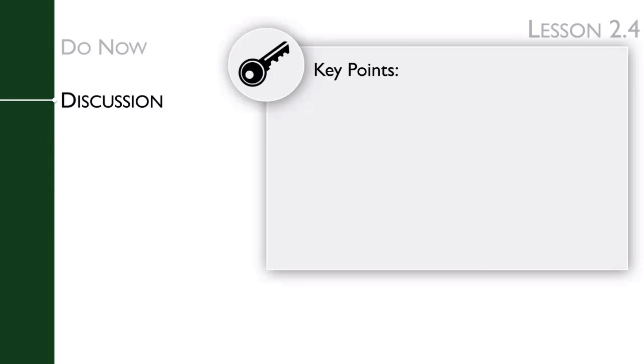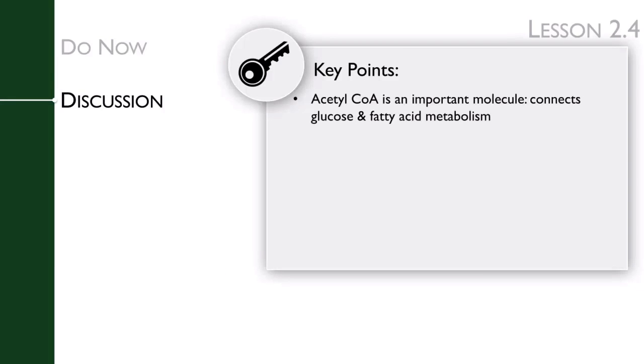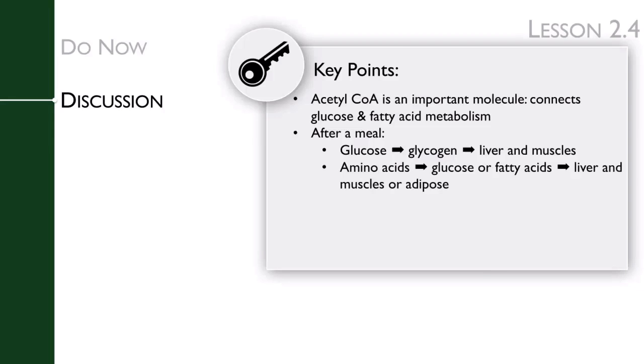The key points of this lesson's discussion are that acetyl-CoA is an important intermediary molecule that connects glucose and fatty acid metabolism. After a meal, the 3 macronutrients are packaged into different storage forms and stored in the liver or adipose. Glucose is converted to glycogen, which is stored in the liver and muscles. Amino acids can be converted to glucose or fatty acids and stored in the liver and muscles or adipose. Note that amino acids from the diet can be used to make proteins like those found in muscles, but you won't store amino acids as proteins. Extra amino acids are converted to glucose or fatty acids and stored appropriately.